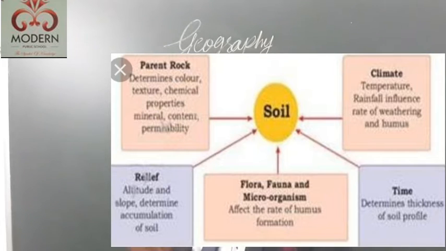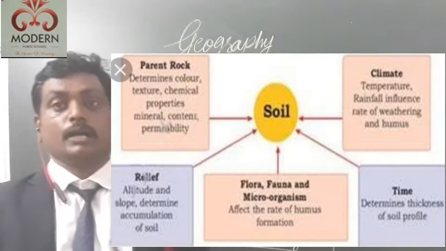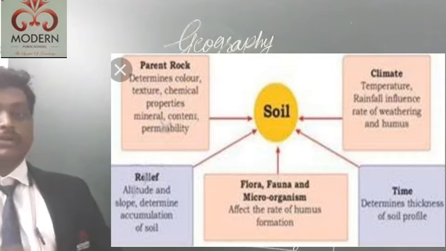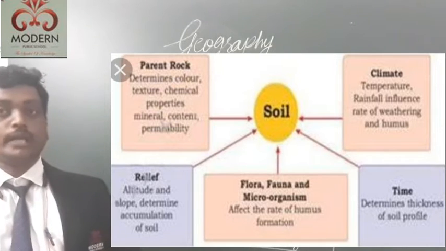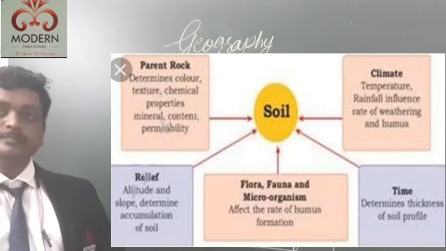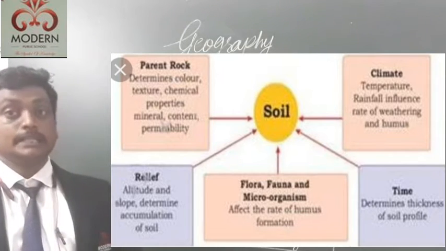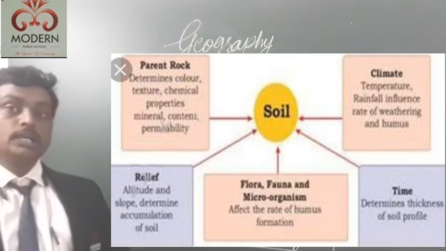For the formation of one layer of soil, it takes thousands or even millions of years. Rocks break into small, very thin parts. Those small particles are made up of rocks, and that rock is known as parent rock. Soil is made up of rocks, and those rocks are known as parent rocks.